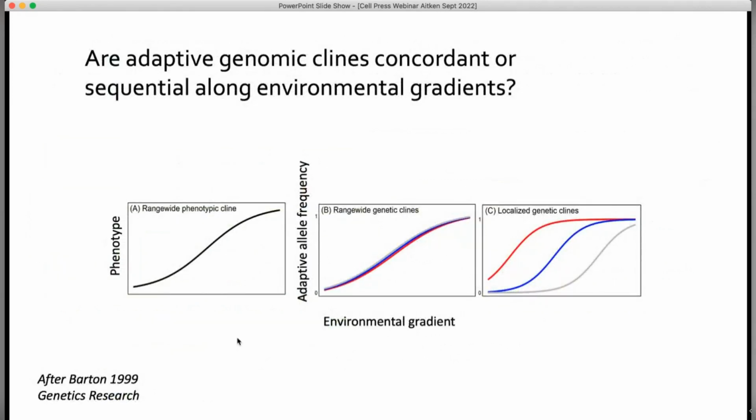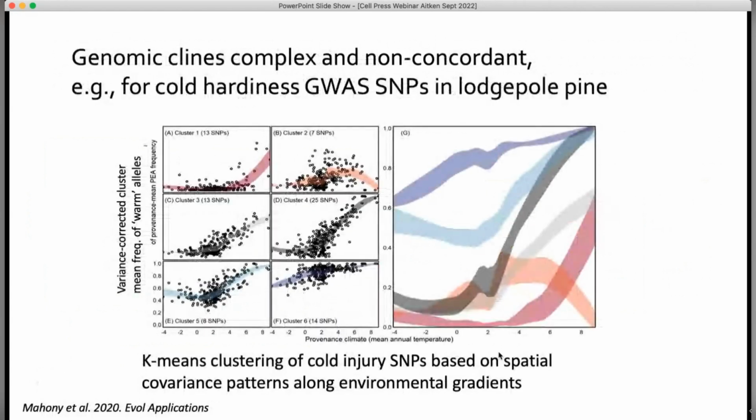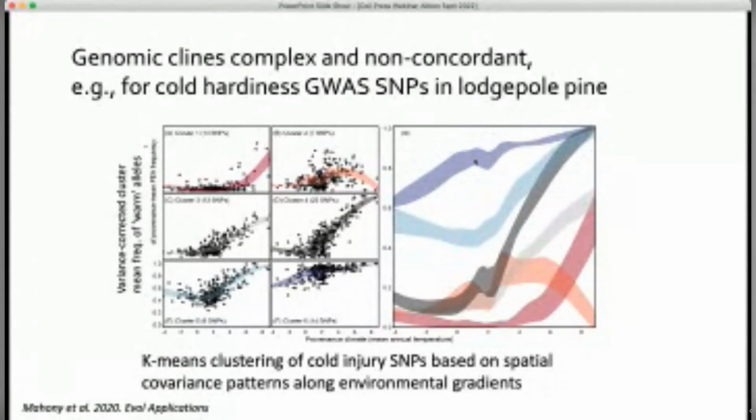So one of the questions we asked with lodgepole pine is, do we see the same patterns in genomic data that we see in phenotypic data, or do we see localized genomic declines? Here we have 6 clusters of SNPs that were associated with cold injury. We find many SNPs associated with cold injury, and you can see 6 different patterns here. For a moment, I'd just like to focus on cluster 4, where we see little change in allele frequency at very cold temperatures in terms of mean annual temperature, but a steep climb at warm temperatures. That's versus cluster 6 here, where we see variation at cold temperatures, but not at warm temperatures.